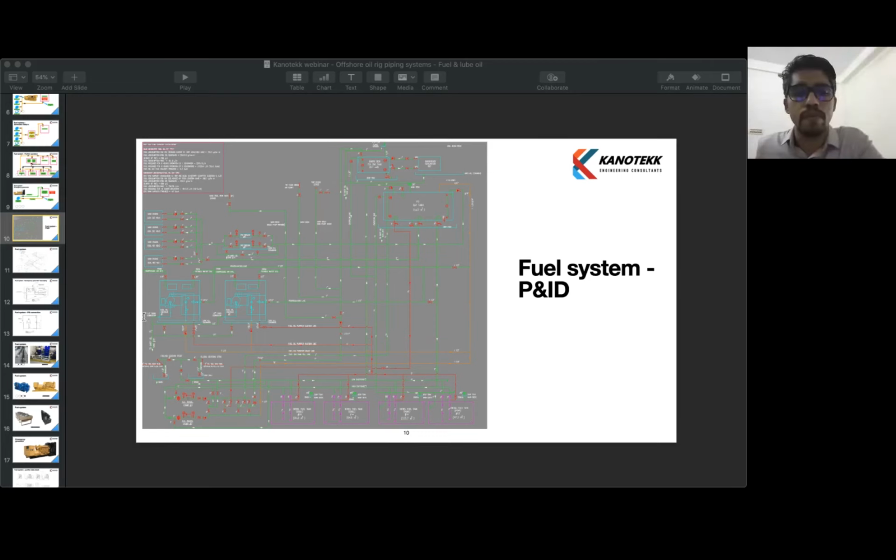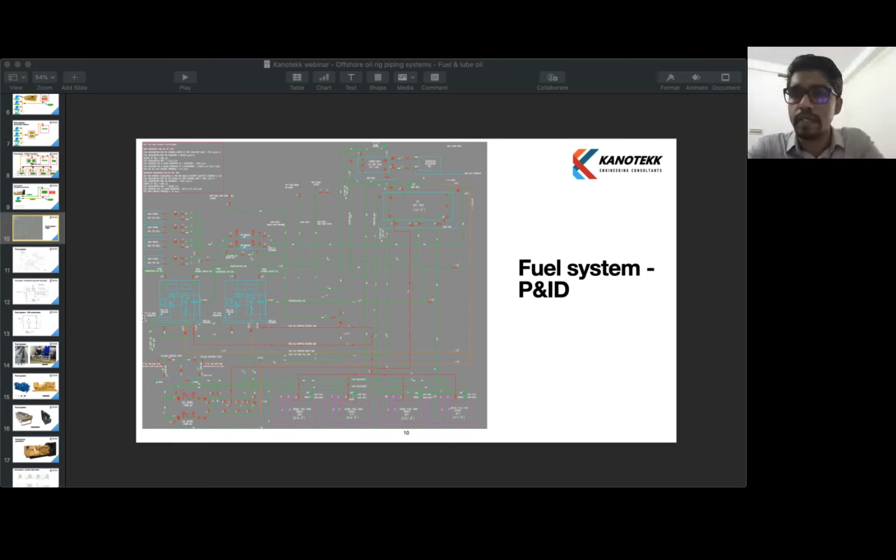Next question: is there any filter used between tanks and generators for removing impurities? If yes, what type? Yes, there are filters used, like strainers. It will be a duplex type. Duplex means it will be a very fine filter type. So these filters remove any dirt particles or solid impurities present in the fuel. So between the tanks and generators, there will be strainers.